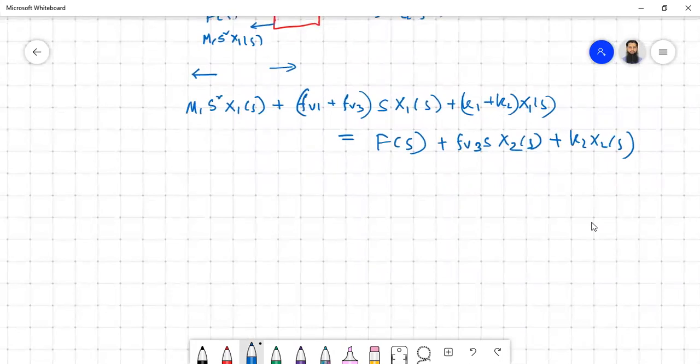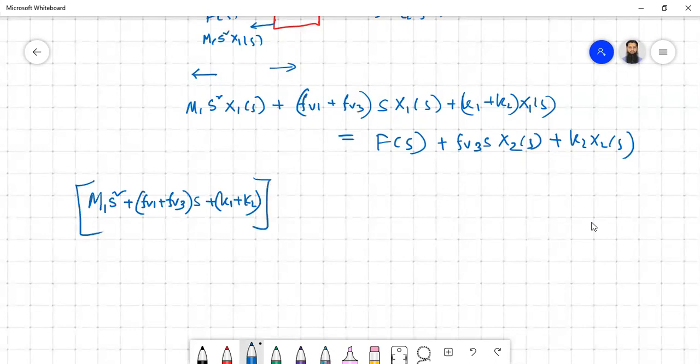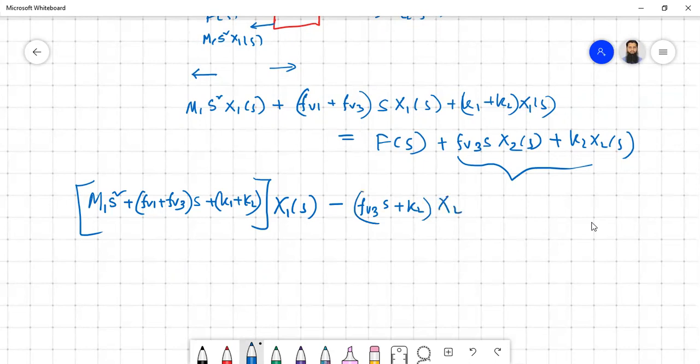What we are going to get, if we just take common of X1 and X2, is something like this: M1 S square plus FV1 plus FV3 S plus K1 plus K2, whole thing with X1S, minus, if we take these two on the other side and also take common of X2, FV3 S plus K2, then you have X2S equal to Fs.